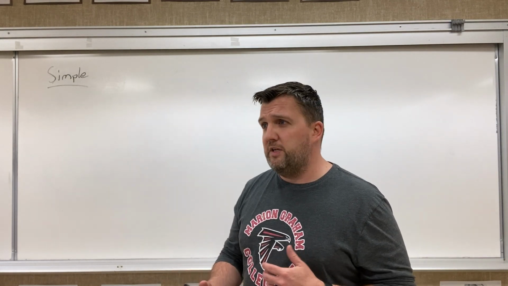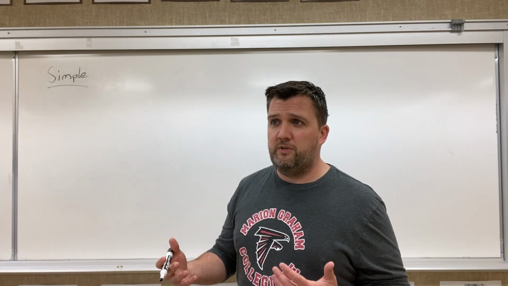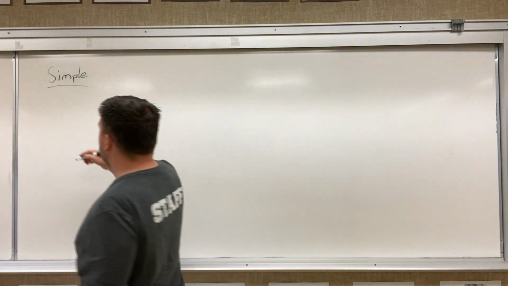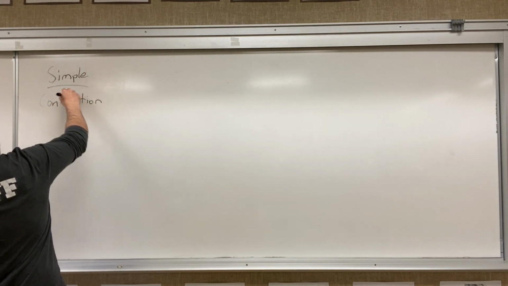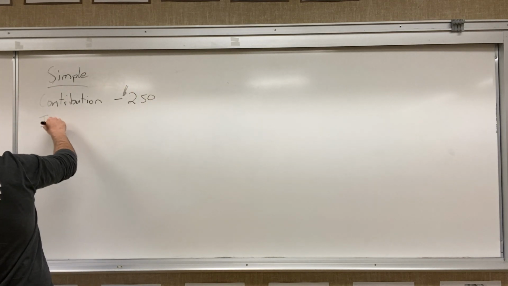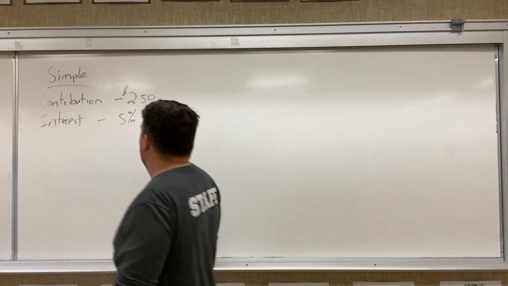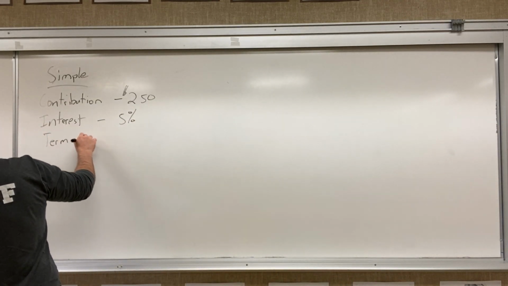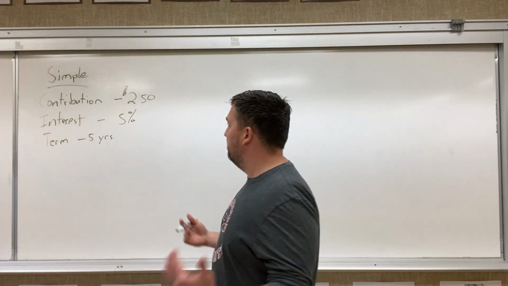So we put $250 in, you only ever get to make interest off of what the investment was. So for $250, let's say you were gonna earn 5% interest. So those are the numbers we're gonna use, okay? Our contribution is going to be $250, our interest rate is going to be 5%, and our term is going to be 5 years. Okay, so let's see what happens when we put those numbers in.